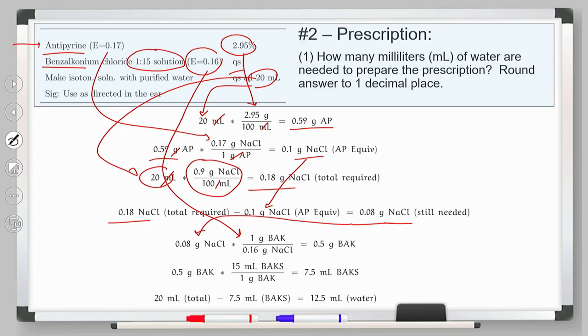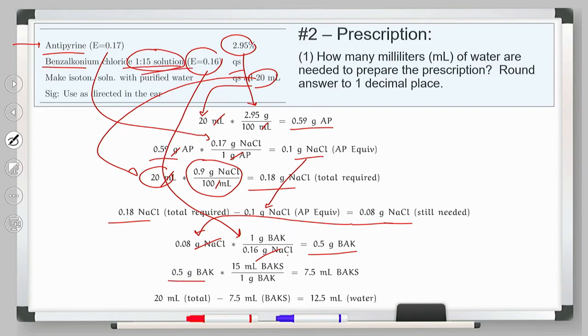And in this case, do you see why I'm dividing by the E value here? Because it's 0.16 grams of sodium chloride per gram of benzalkonium chloride, so I need sodium chloride in the denominator, so I'm going to take 0.08 grams divided by 0.16 grams to convert it to grams of benzalkonium chloride. Are we done? God, we still got to go because that's the weight. Unfortunately, once again, we don't have solid benzalkonium chloride. We have it as a liquid.